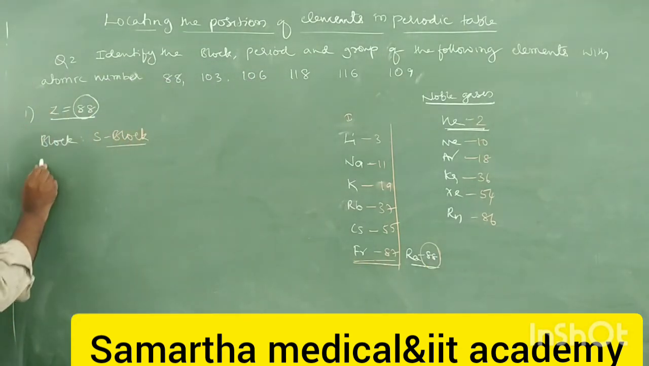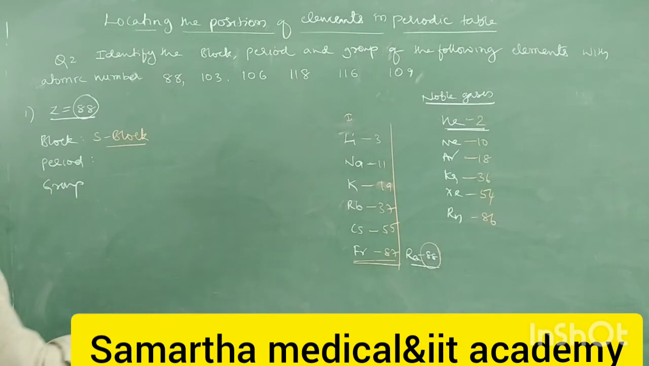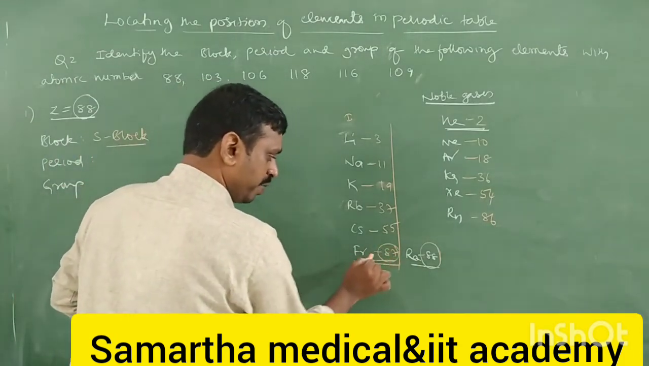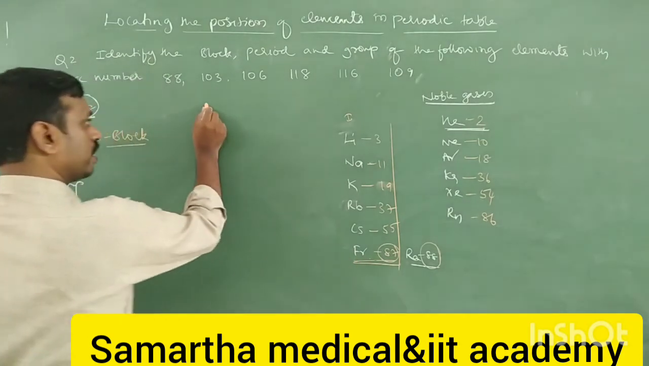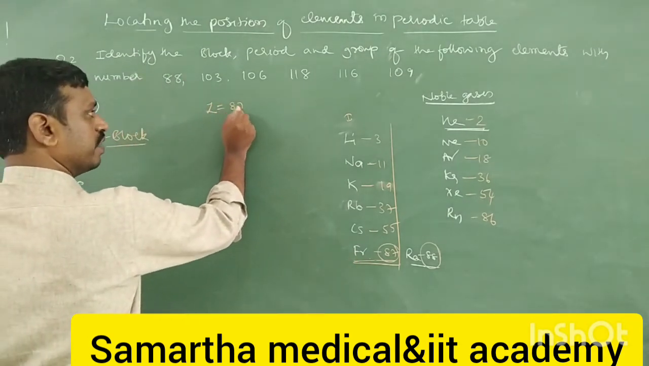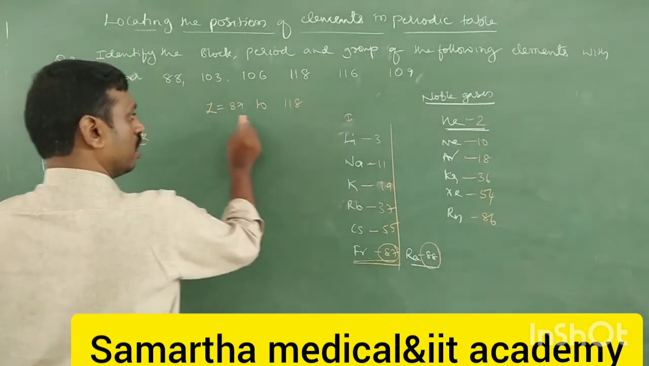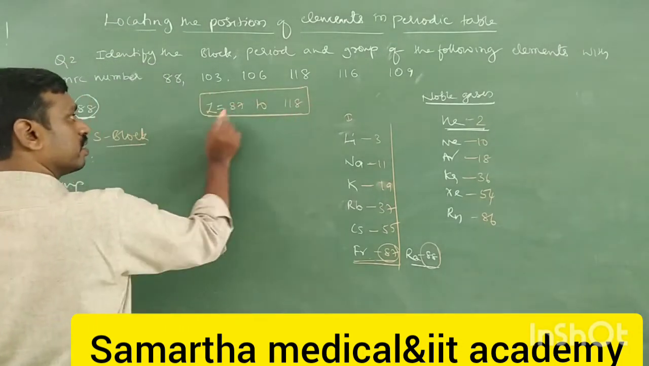Next is period and group. So for period, remember it is the 7th period, no? The 7th period's first element is francium. So atomic numbers Z 87 to 118, all these elements belong to the 7th period. Important.